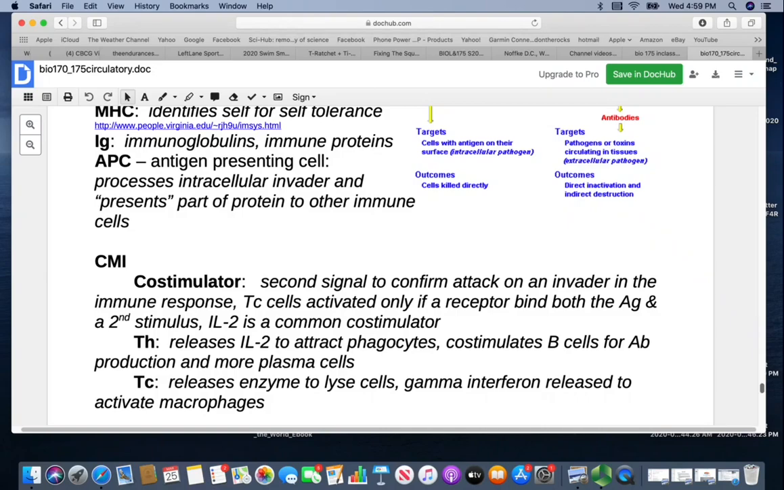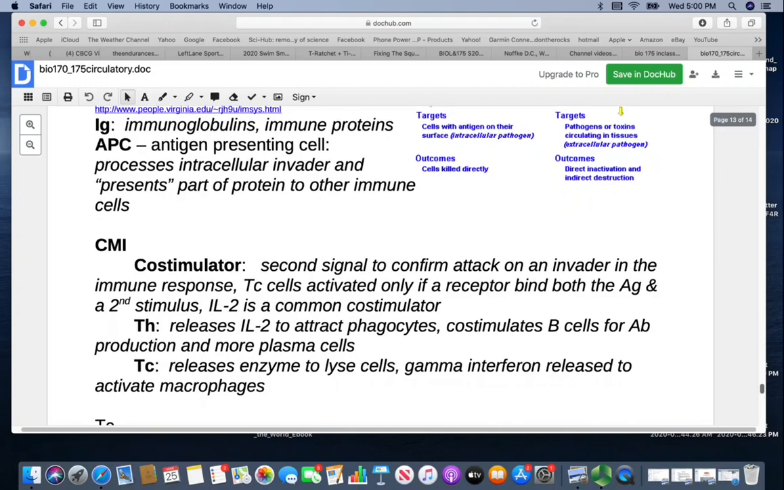The T helper cell is important here. It releases the IL-2, so it can co-stimulate the B cells for antibody production. It can attract phagocytes to the area and then create more plasma cells. The cytotoxic T cell is going to release enzymes to lyse the cell. It's also going to release gamma interferon to help activate the macrophages.